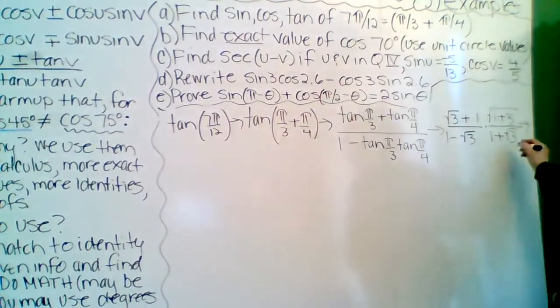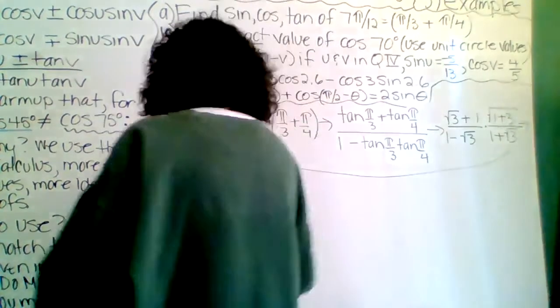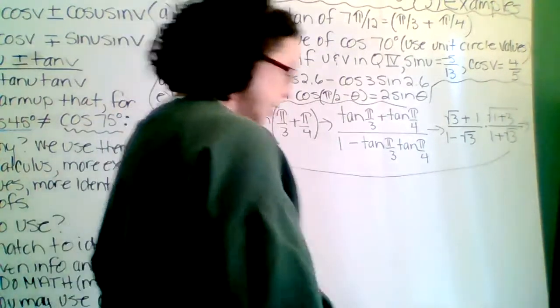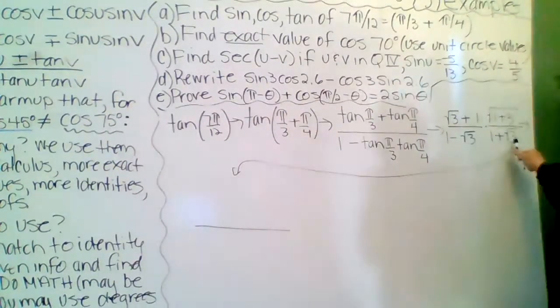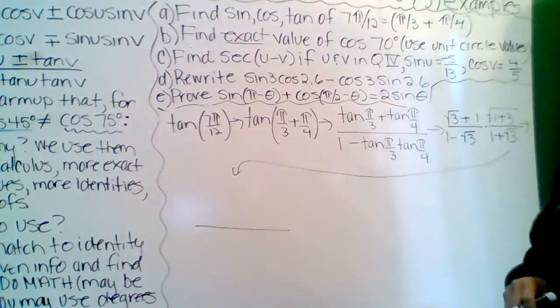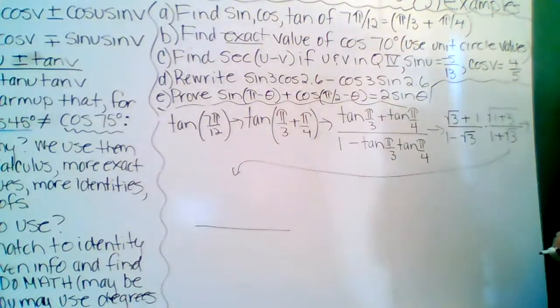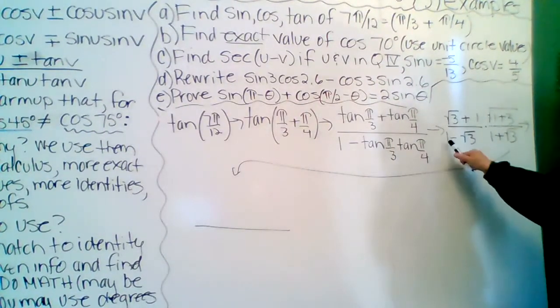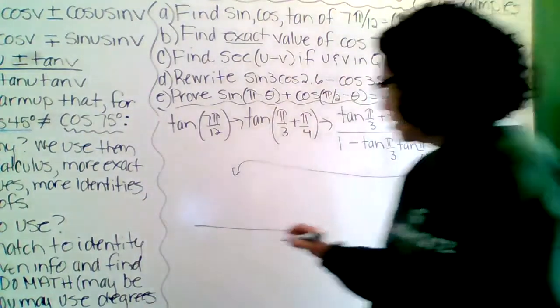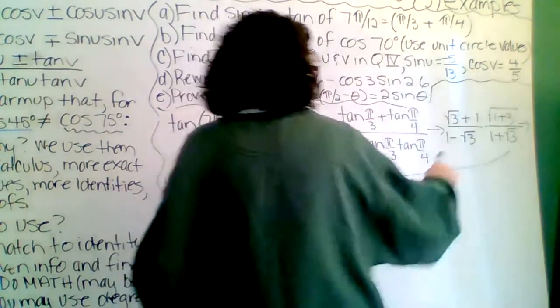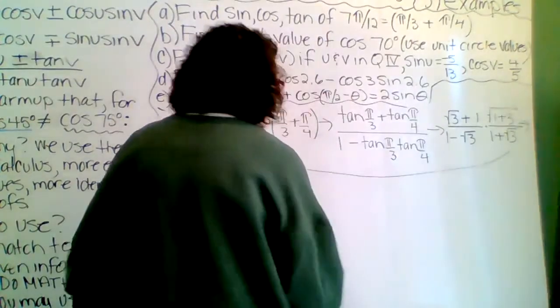Okay, so let's go back on over here. Let's do the denominator first, because we know when you multiply conjugates, you only have to do the first and the last because the outers and the inners eliminate. So this would be 1 minus the square root of 3 times itself, which is 3.